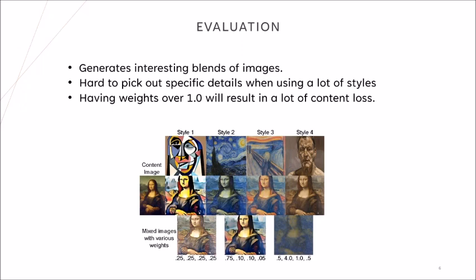And also, when you have weighting over 1, it can generate some really interesting images, but this comes at the cost of content loss, where you can tell in the third image that there's pretty much no Mona Lisa left, and it's very Starry Night influenced.